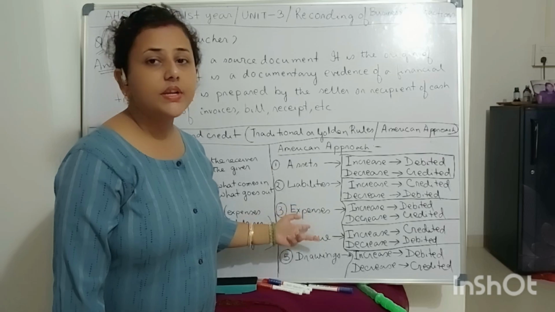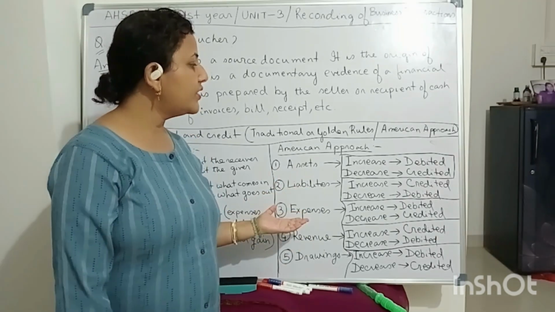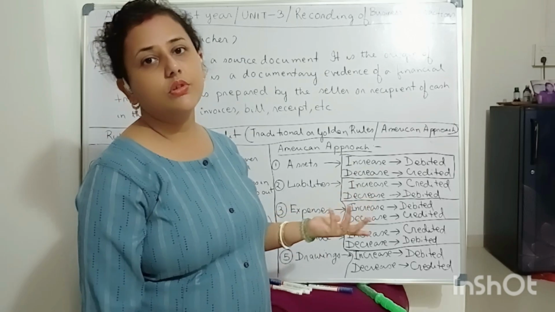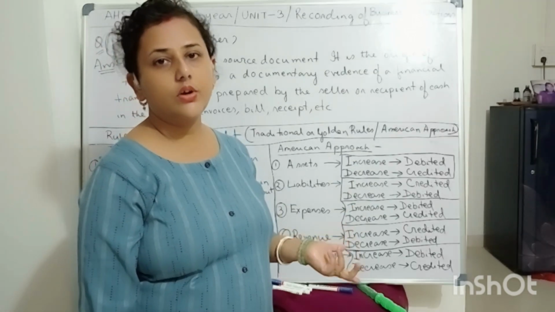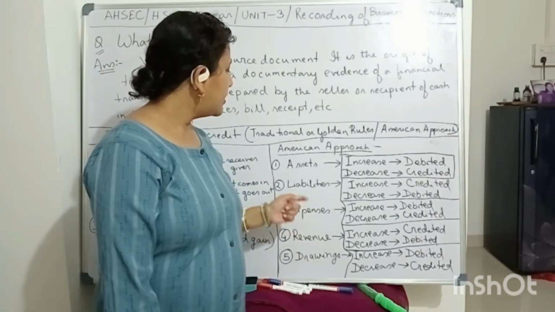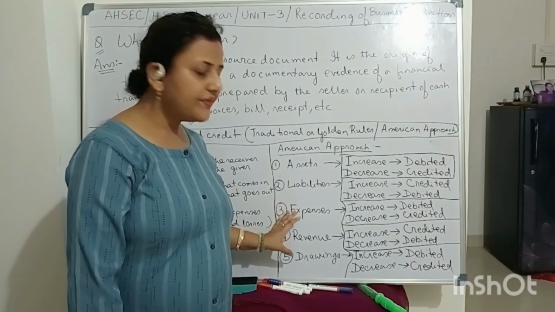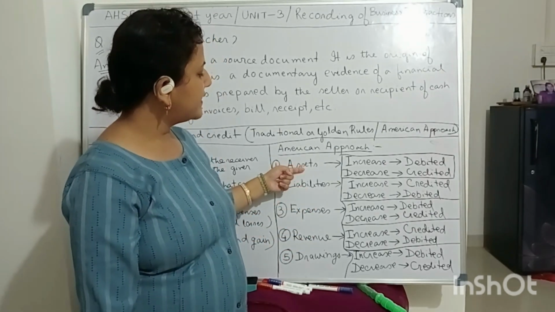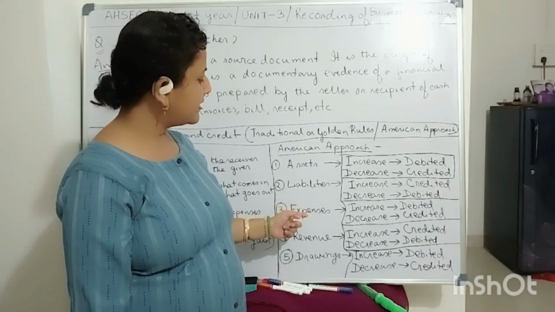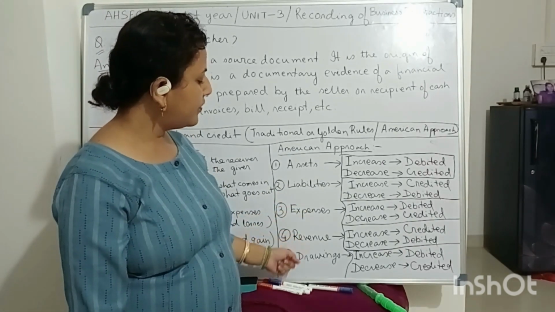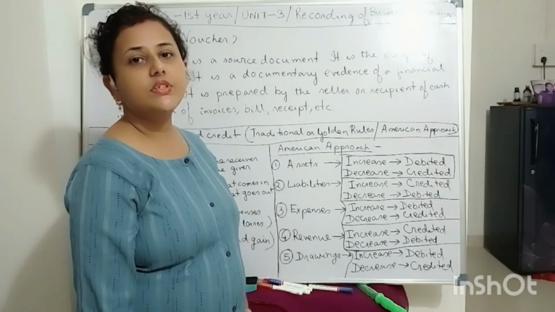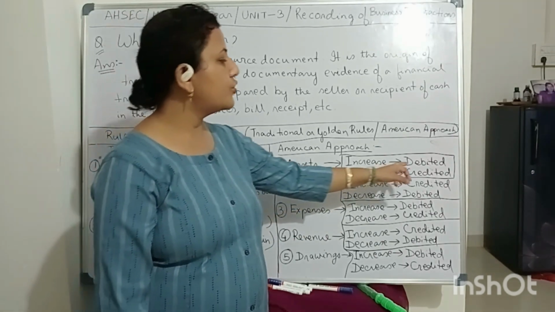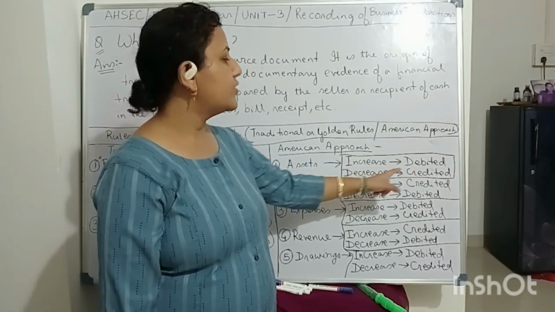Then come to the American approach. In today's world we are following the American approach to record the journal entries in the books of account. Here there are five classifications: number one, assets; number two, liabilities; number three, expenses; number four, revenue; and number five, drawings. Asset, when it increases, should be debited. Decrease, it should be credited.